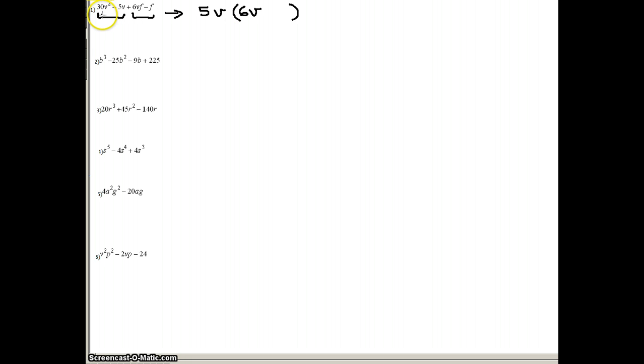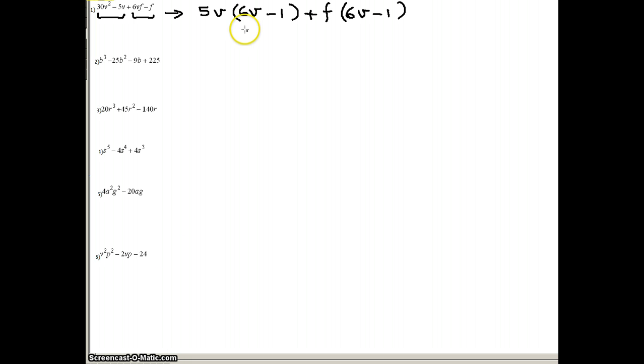I went back to my original expression. The next one, what's the number I multiply by 5v to give me negative 5v? That would be a negative 1. Now we move to the second two terms. Between 6vf and f, I have f as a common factor. So I'm going to take f as common factor, and f times what will give me 6vf? It would be 6v. And f times what will give me negative f? It would be negative 1.